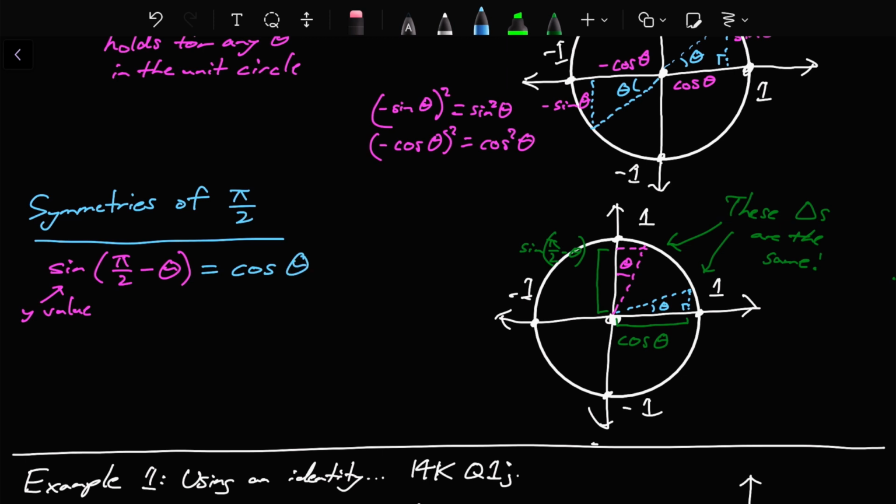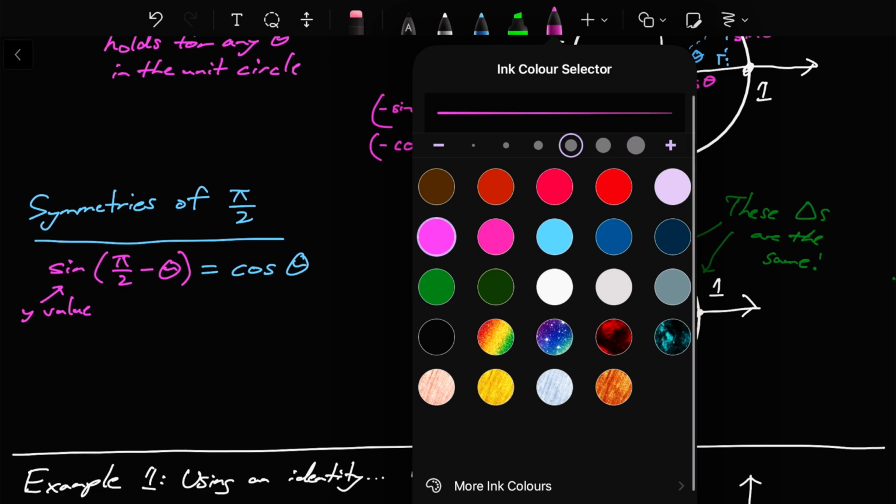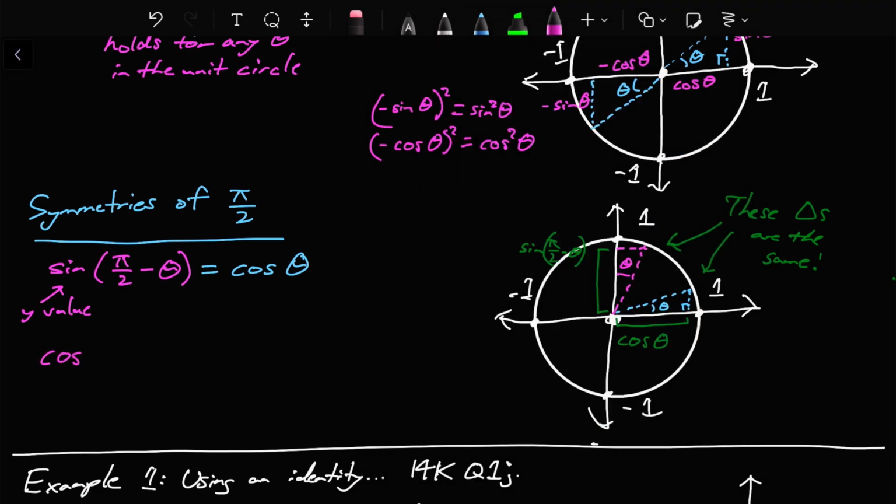And very similarly, we can say that the cos of pi over 2 minus theta is equal to sine theta. That's pretty cool, right? That is, sine and cosine are just offset by pi on 2, which is pretty awesome. Okay, so we're going to use these.